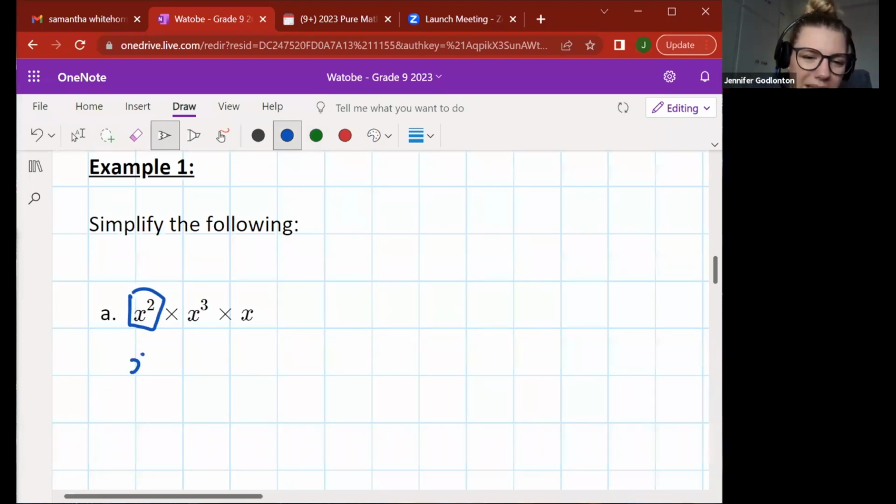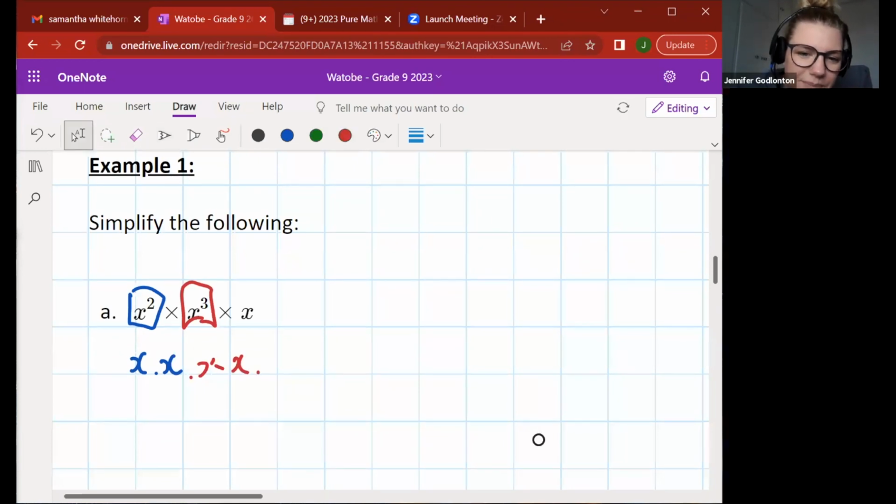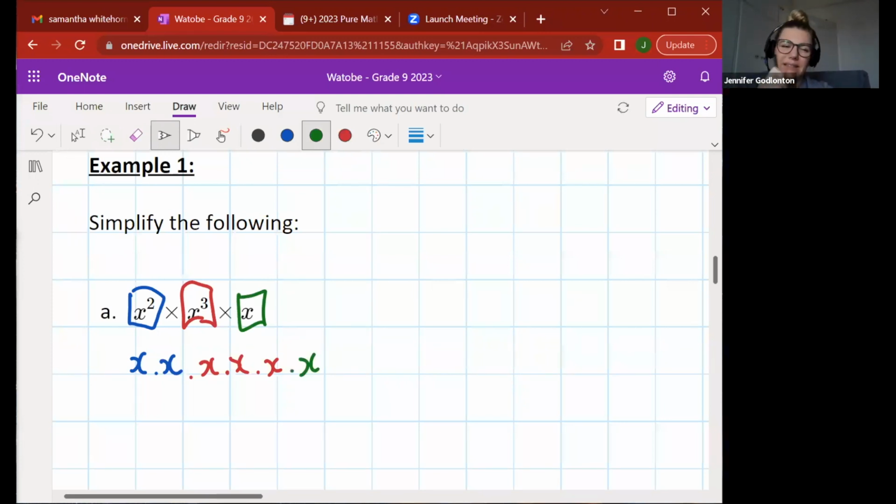X squared would be x times x. X cubed would be x times x times x. And then we've got this sneaky guy over here, which would be times x. With that, now that I've written it out the long way, does anyone want to change their answers? Have a look at it and see if you want to change your answer.